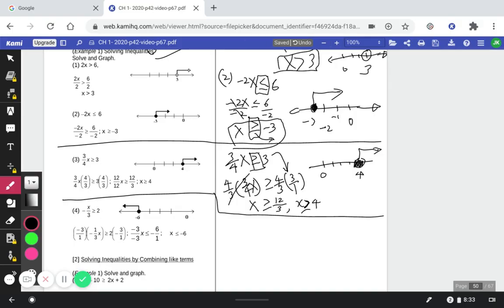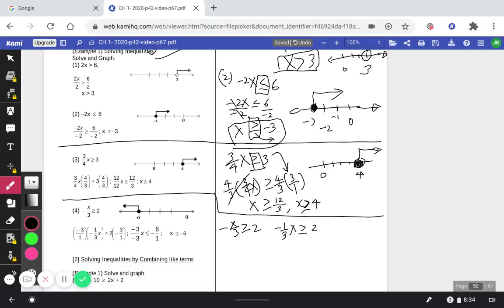So number 4, you have negative x over 3 is bigger than or equal to 2, which means negative 1/3 x is greater than or equal to 2. Because x over 3 means 1x over 3. The reason why I make a 1/3 is because I need to multiply by the reciprocal of this 1/3 to get rid of this number from the x's.